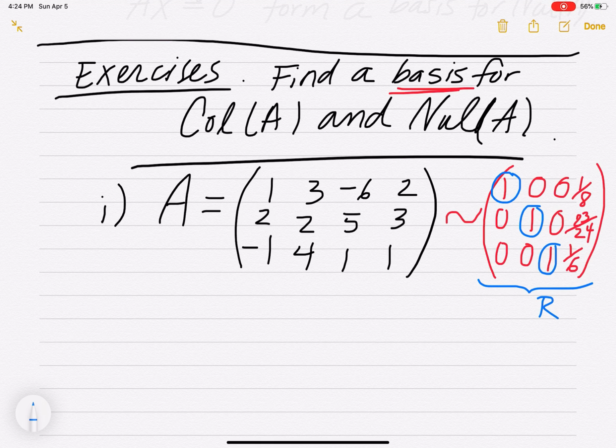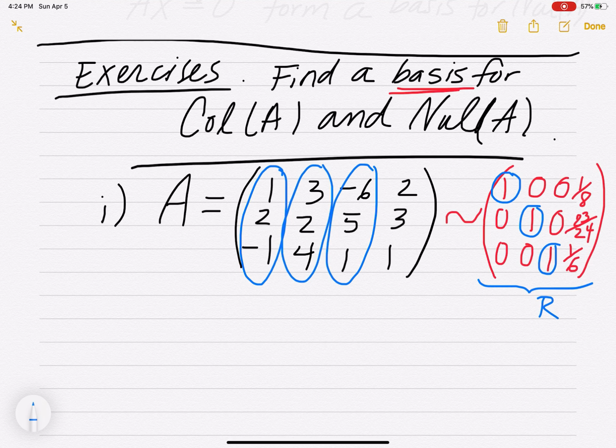So that means when you're looking for a basis for the column space, you're going to take the first 3 columns of the original matrix. Now, a lot of students will take the first 3 columns of R. That is not correct. You're not going to take the first 3 columns of R. You're going to take the first 3 columns of A, the ones with pivots. So 1, 2, and 3 have pivots.